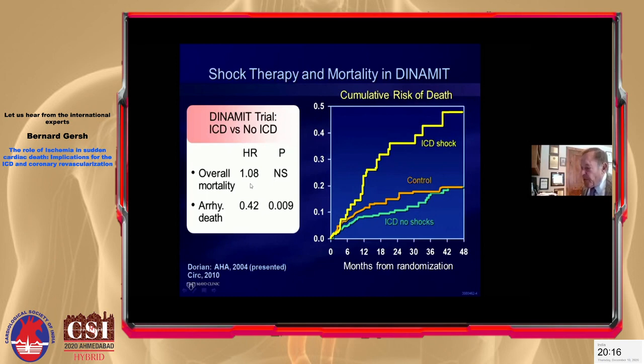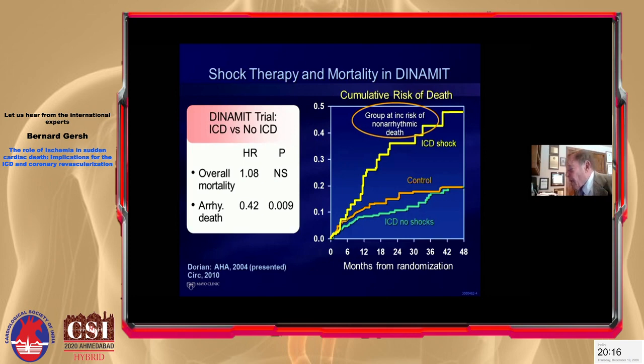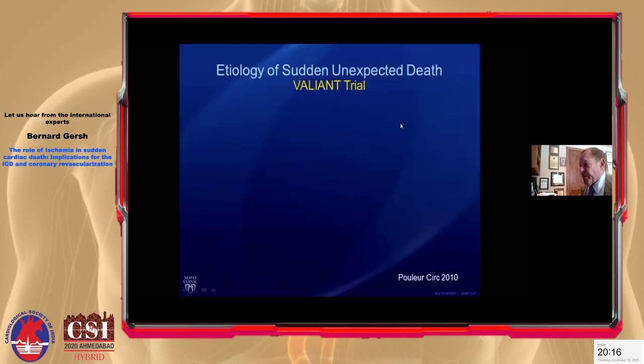This is pretty difficult to understand. The group at the increased risk of non-arrhythmic death were those who got ICD shocks, appropriate shocks. Just think about that for a moment. I don't know if you've ever seen that quote: if you're not confused by this, then you're not thinking clearly. So you have a reduction in arrhythmic death, but in those who had appropriate ICD shocks, they had an increased risk of non-arrhythmic death. Confusing.